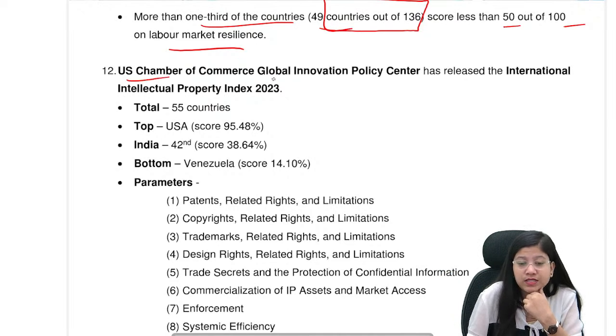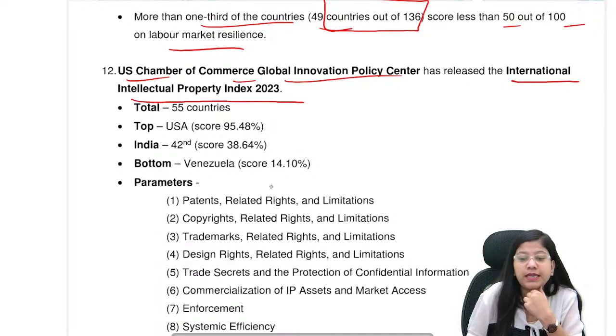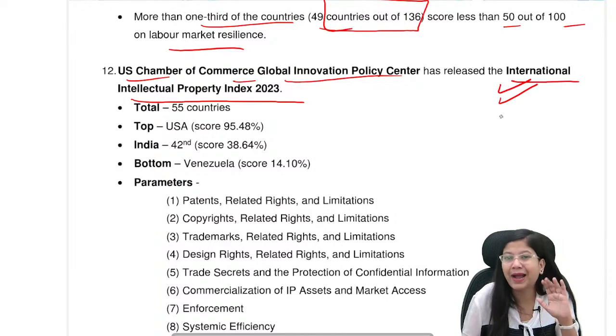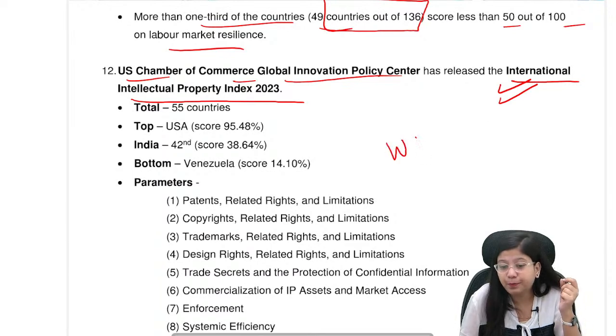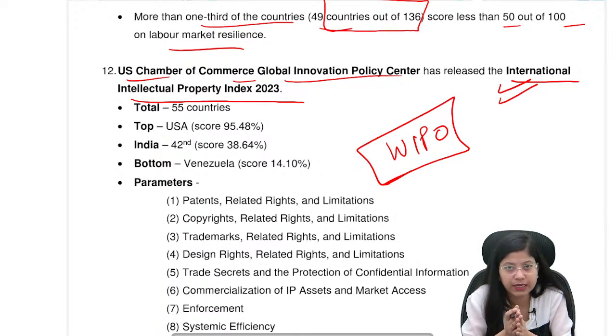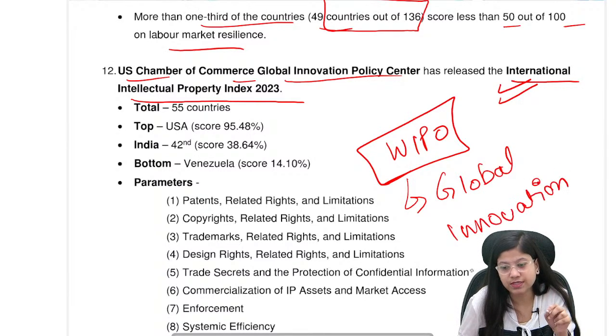Next is the US Chamber of Commerce Global Innovation Policy Center, which has released the International Intellectual Property Index 2023. One more thing, it is an intellectual property index. Many of you might get confused in the exam that WIPO has released this index. WIPO has not released the International Intellectual Property Index. It is the US Chamber of Commerce which has released this index. WIPO has released the Global Innovation Index recently, which we are going to cover in this particular session only. This index is going to come in the session.